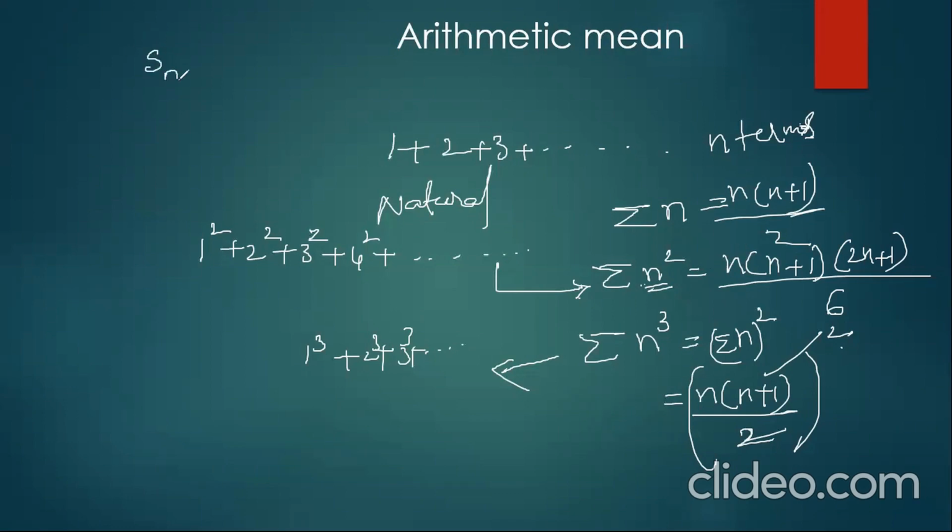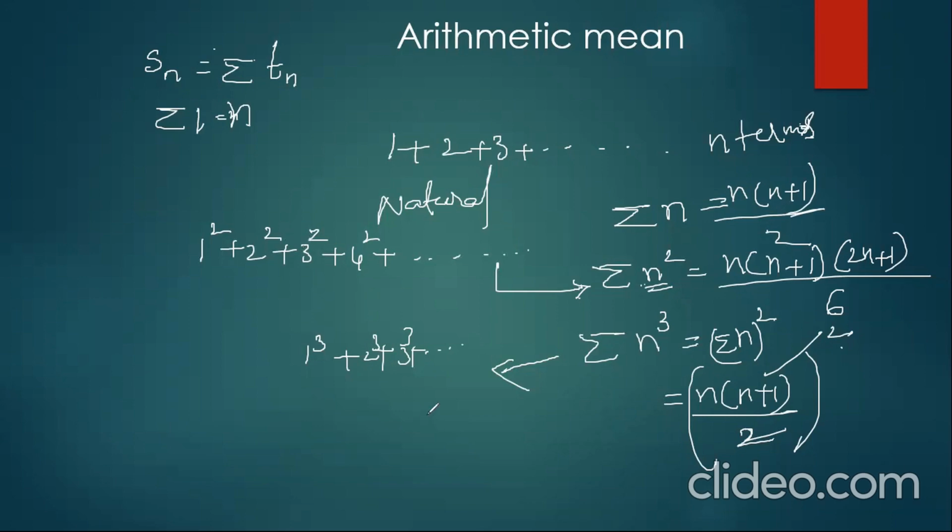So what is Sn? Sn is nothing but the sum of terms up to n terms, right? Sigma Tn is nothing but Sn. Okay. Next, sigma 1 is equal to what? n. Right? Sigma 1 is equal to n. And then next, sigma n cube is equal to sigma n whole square, you know.